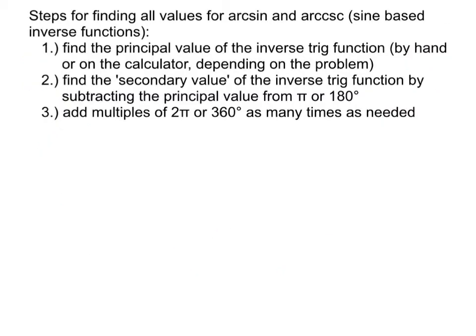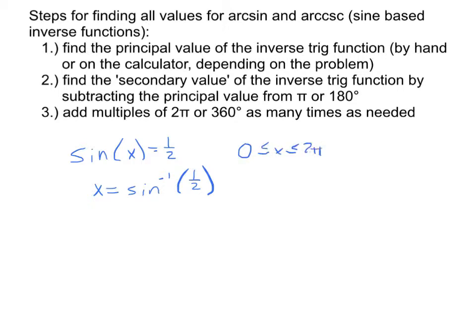So first, if you want to find all the values for arcsine and arccosecant, so the sine-based inverse functions, I see it as there being 3 steps. So step 1, you'll find the principal value of the inverse trig function, right? And I'll go through an example of this as we do it. So suppose we wanted to solve the sine of x is equal to 1/2. Right? So presumably we would start this problem by doing the inverse sine. We would have x equals the inverse sine of 1/2. And when I did that, I now need to start finding all the values. By the way, I'm going to say here that I want values between 0 and 2 pi.